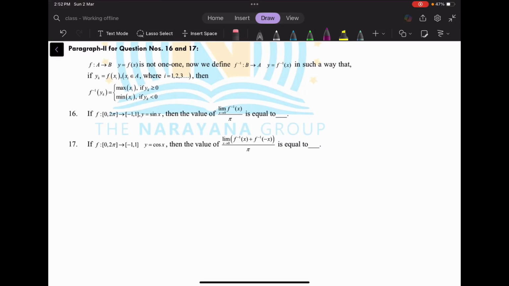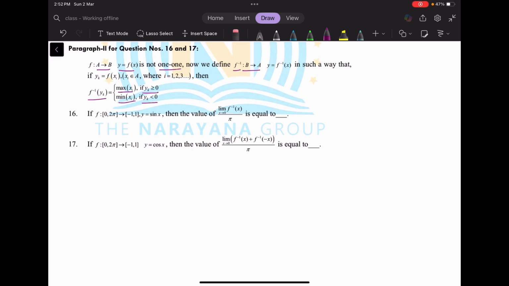Hello everyone. So here we have a question where f(x) is a function defined from set A to B, which is not one-one. So the inverse function is defined from B to A, where f inverse of yk is the maximum of xi for yk non-negative and the minimum of xi for yk negative.